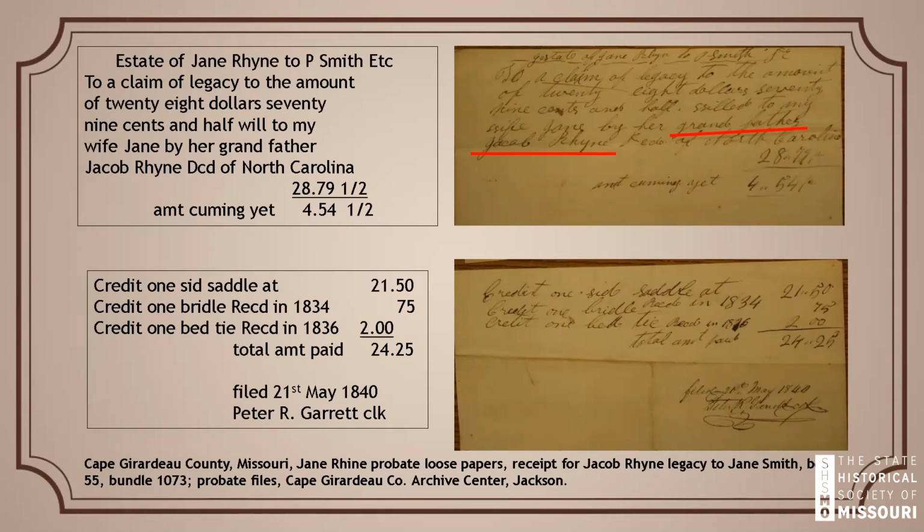Estate of Jane Rhine to Peter Smith, et cetera, P. Smith, et cetera, to a claim of legacy to the amount of $28.79 and a half, will to my wife Jane by her grandfather Jacob Rhine. I made the connection across two generations in this case, skipping Martin Rhine, and made the connection to the son of the patriot that I needed to connect to. And this is just this little bitty receipt in this huge probate file.